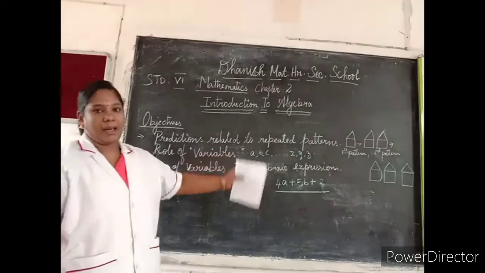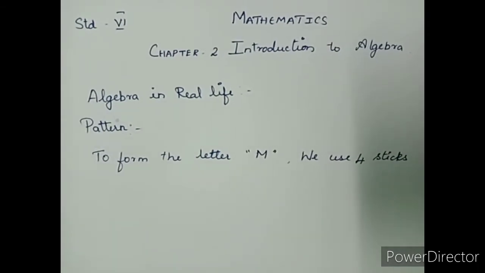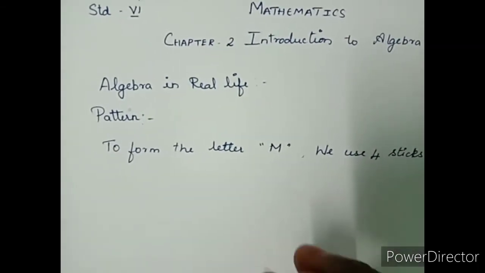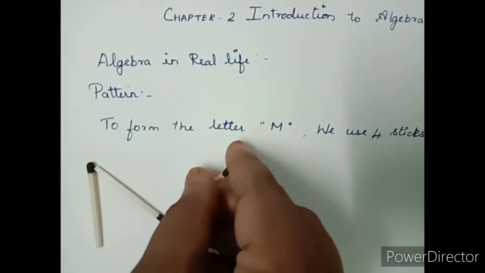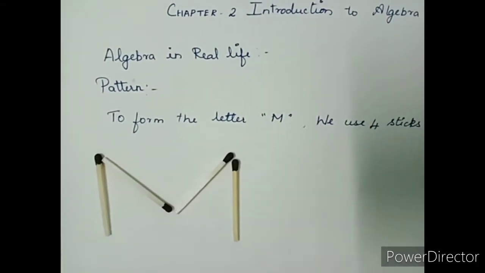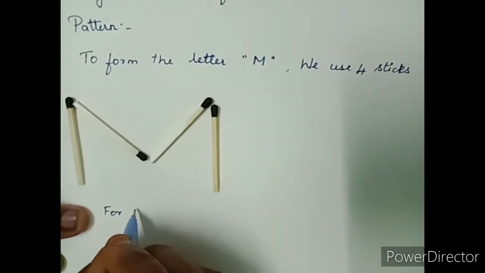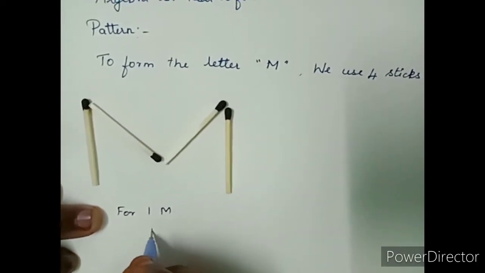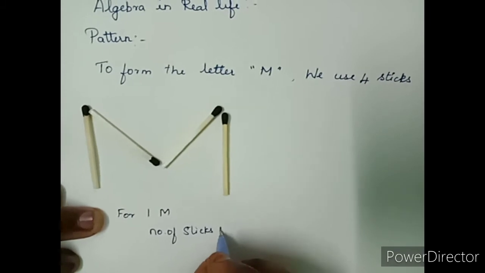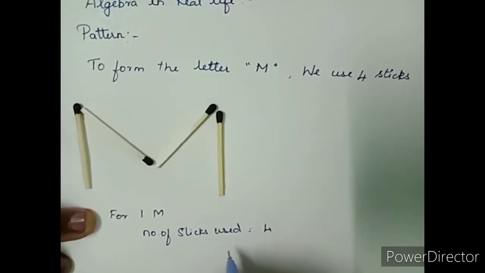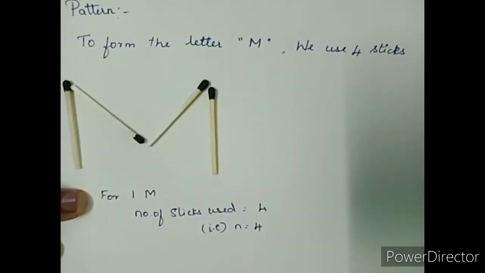Okay, we will be continuing with the patterns. So we are going to see about the patterns here. To form the letter M, I am using 4 sticks. See, now I have got the letter M. So for 1 M, the number of sticks used is 4. That is, n is equal to 4.